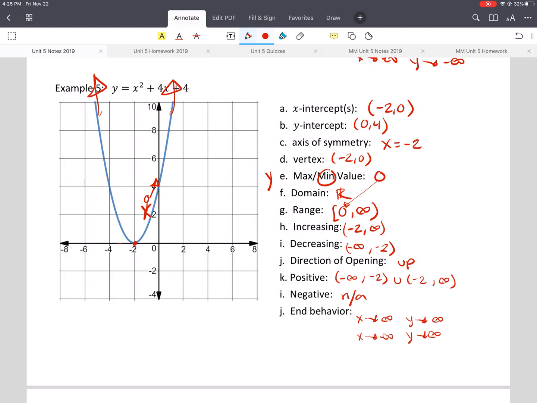Just remember, positive is just things that are above the x-axis. Negative is everything below. So we just want the range where those lines are. And increasing, decreasing, it's just like you're walking from left to right, where you're going up or where you're going down.